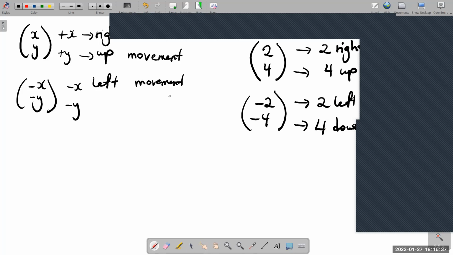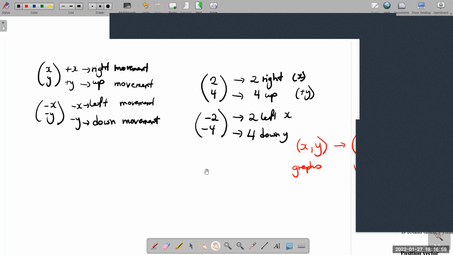Excellent, excellent, excellent. Down. So I'm just going to go back up from the top quickly after you guys copy this down. So this is what negative x means. This is what negative y means.